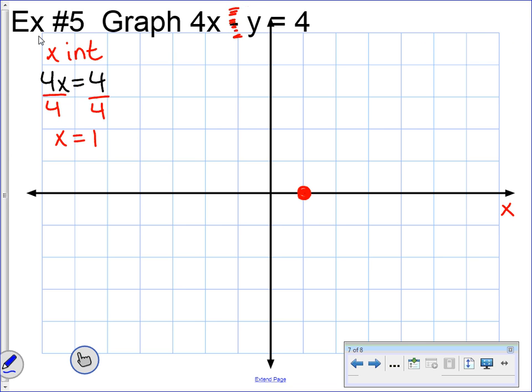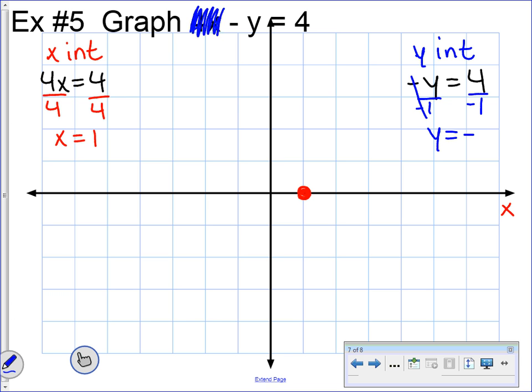Now, for the y-intercept, I'm going to get rid of my x. The resulting equation is negative y equals 4. So we need to get rid of that negative that's in front of our y. One way to do that is to divide by negative 1. The negatives cross out, and we get a y value of negative 4. So I'm going to go on my y-axis down 4 places to negative 4. And then I can draw a line through those points. And finally, one last problem.